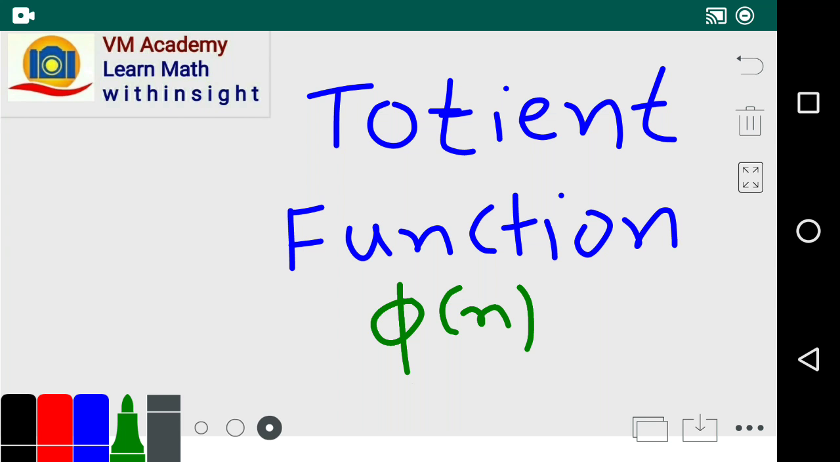Welcome to Fame Academy. Today we are going to learn the totient function, which is also called Euler's phi function.